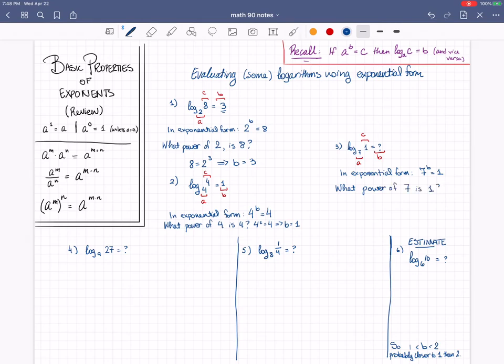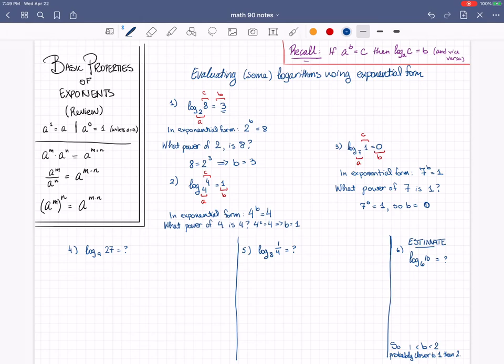is 1. And again, I'll direct you to our properties of exponents here, that if you take any number and you raise it to the power 0, you get 1 unless your base is 0, which we are not concerned with here. So we can say here 7 to the power 0 is 1. So B is 0. Okay, so if we go back over here with our little eraser, we can say that log base 7 of 1 is equal to 0.